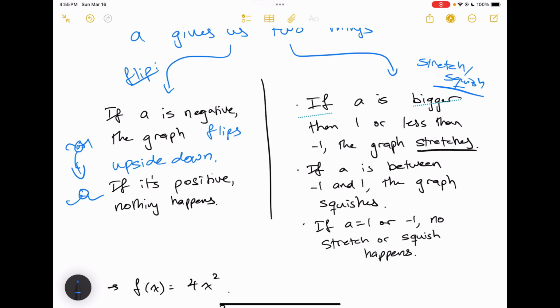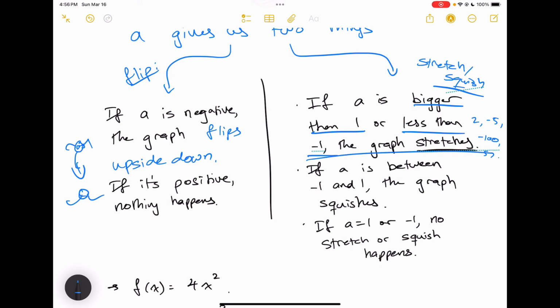However, going into stretching and squishing, it gets a little bit trickier. It may not have been clearly seen in the GeoGebra adventure, but follow along. If a is bigger than 1 or less than -1, so for example, 2 would apply here, -5 would apply here, -100 would apply here, or 52 would apply here. This is a case where the graph stretches, or it actually holds up the boulder.